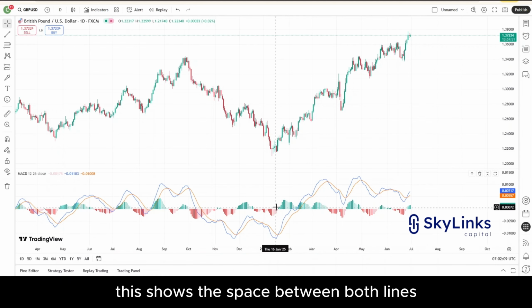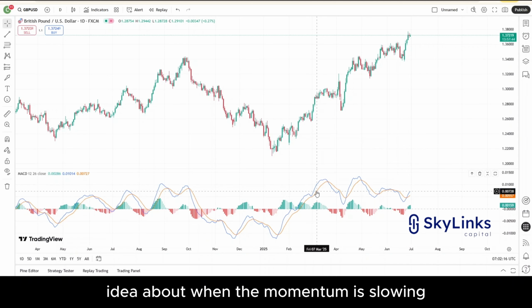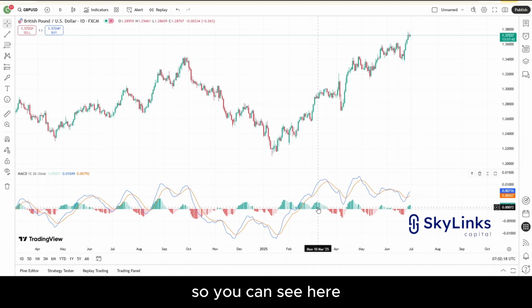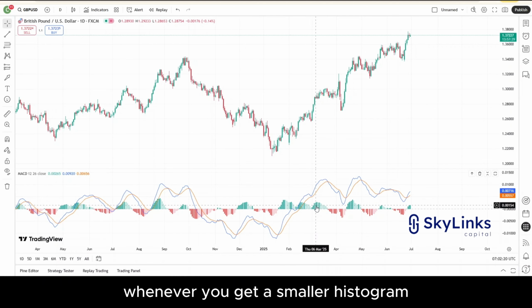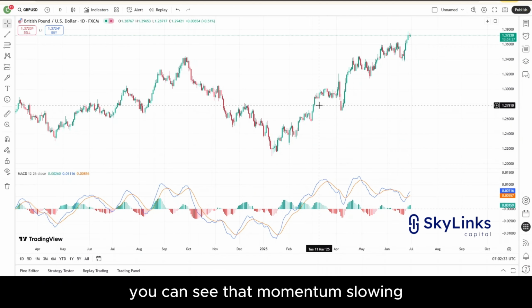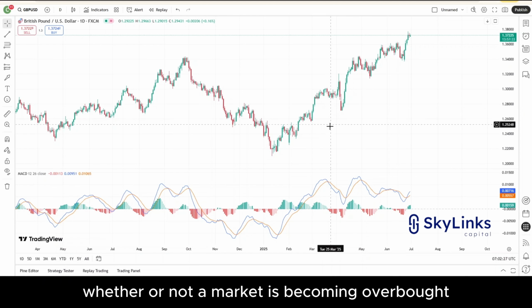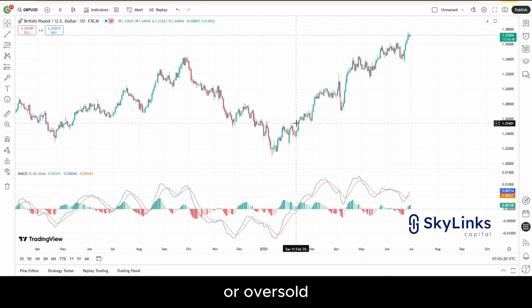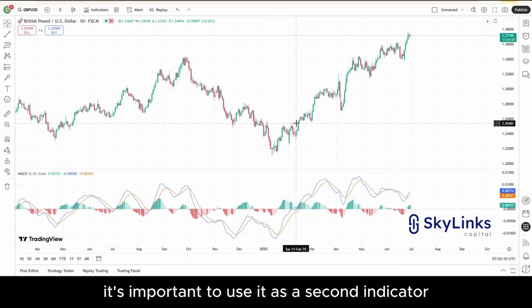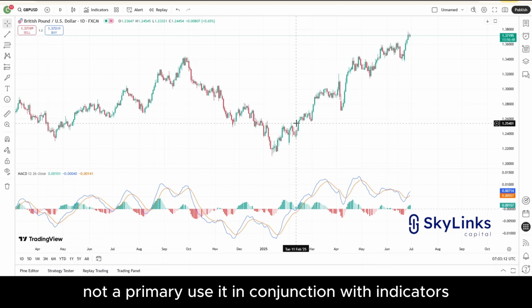Now the histogram, this shows the space between both lines. It gives you a better idea about when the momentum is slowing. So you can see here, whenever you get a smaller histogram, you can see that momentum slowing. So this is one of the earliest signals we can see whether or not a market is becoming overbought or oversold. It's important to use it as a secondary indicator, not a primary.